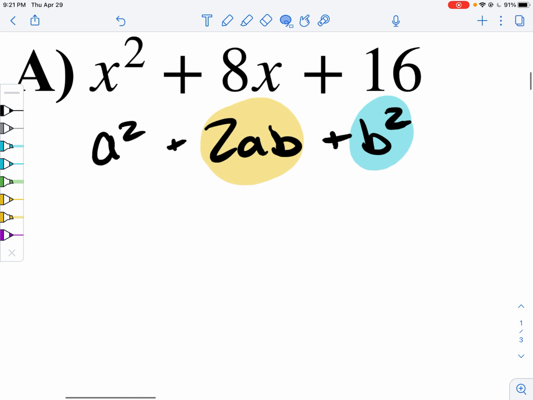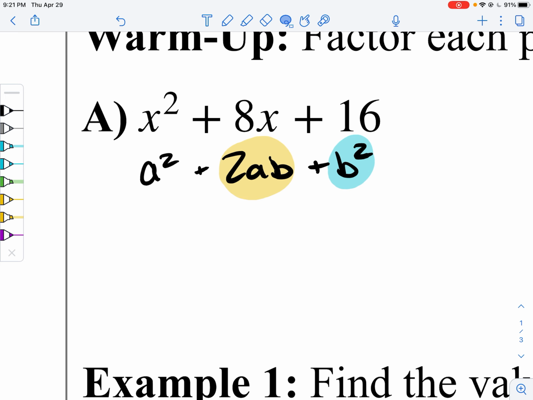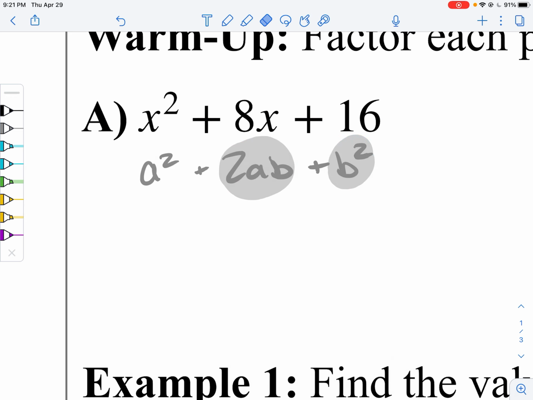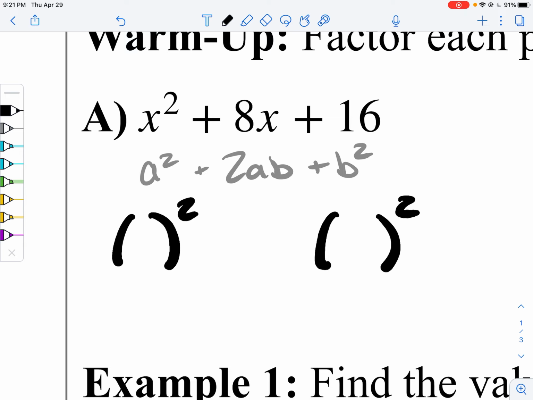Here, I'm going to make these all gray, so it's not like our real work. Look at this first term, which has to be something squared, and this last term has to be something squared. So x squared is x squared, and 16 is 4 squared. And now we just need to check, does this match the middle?